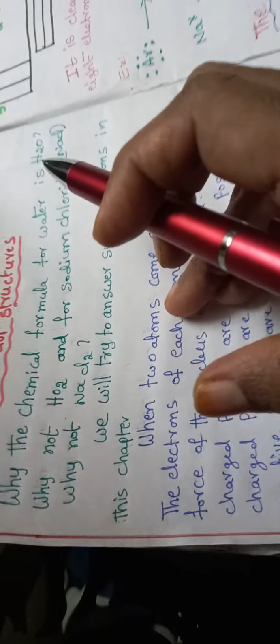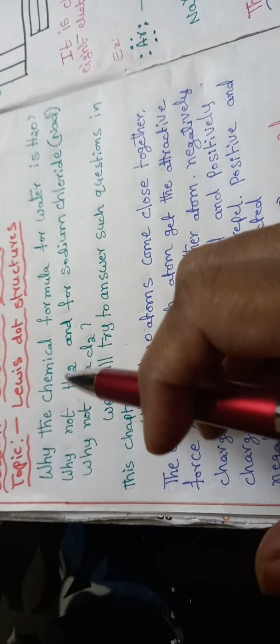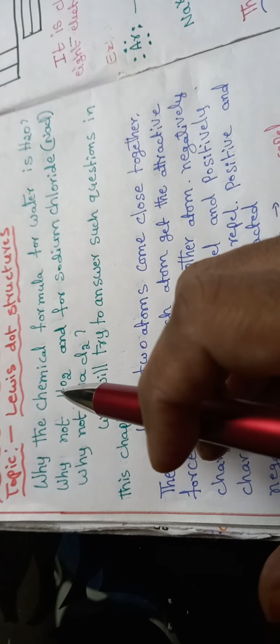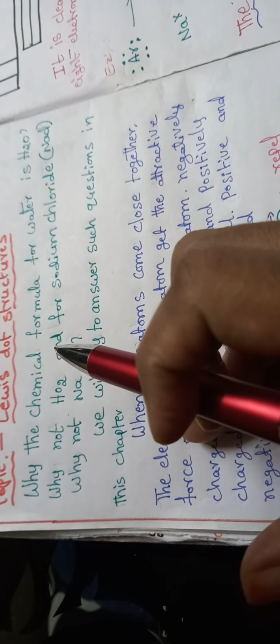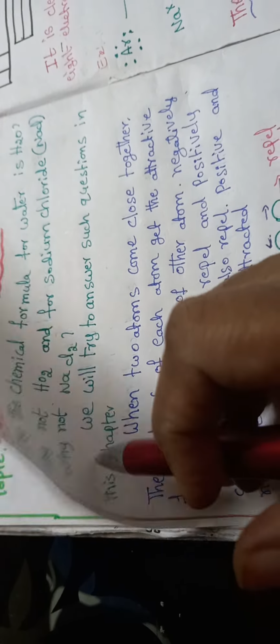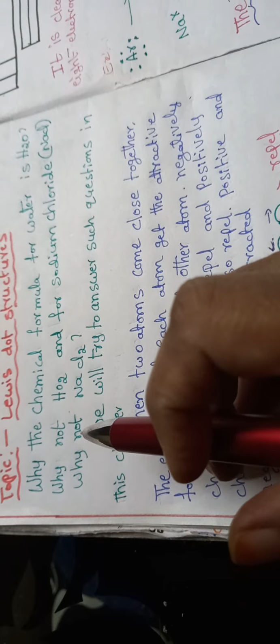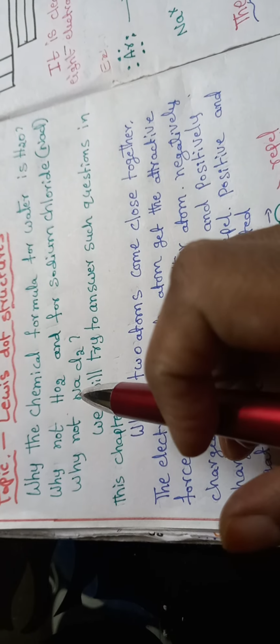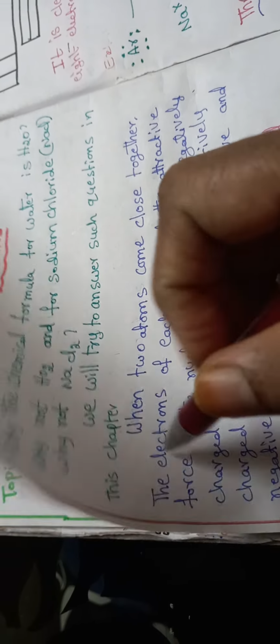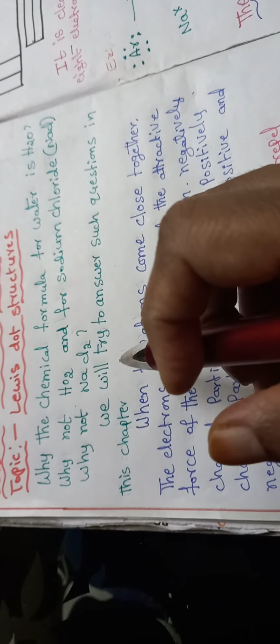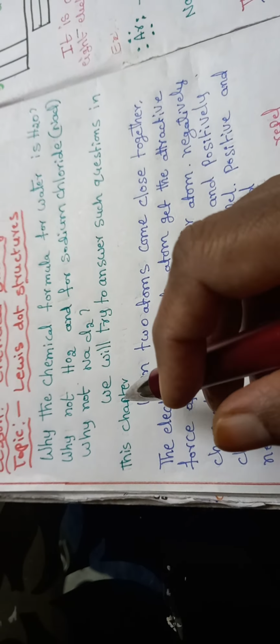Normally the chemical formula is H2O for water. So why can we not write HO2? And for sodium chloride NaCl, why can we not write NaCl2? We will try to answer such questions in this chapter, chemical bonding.